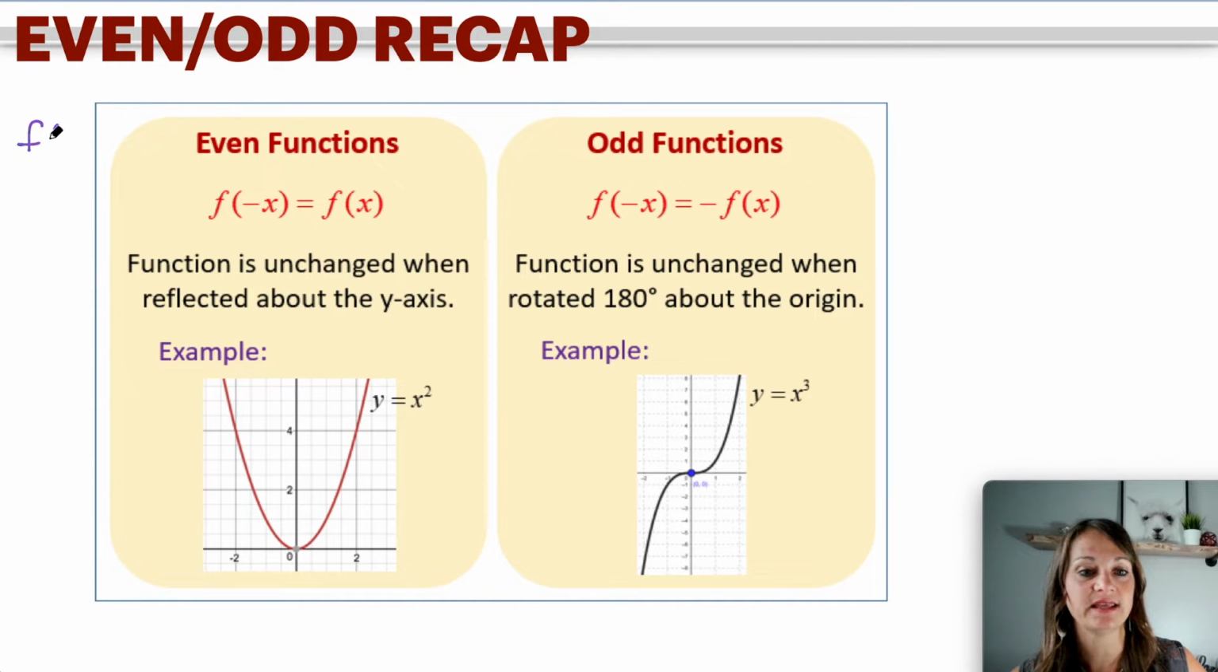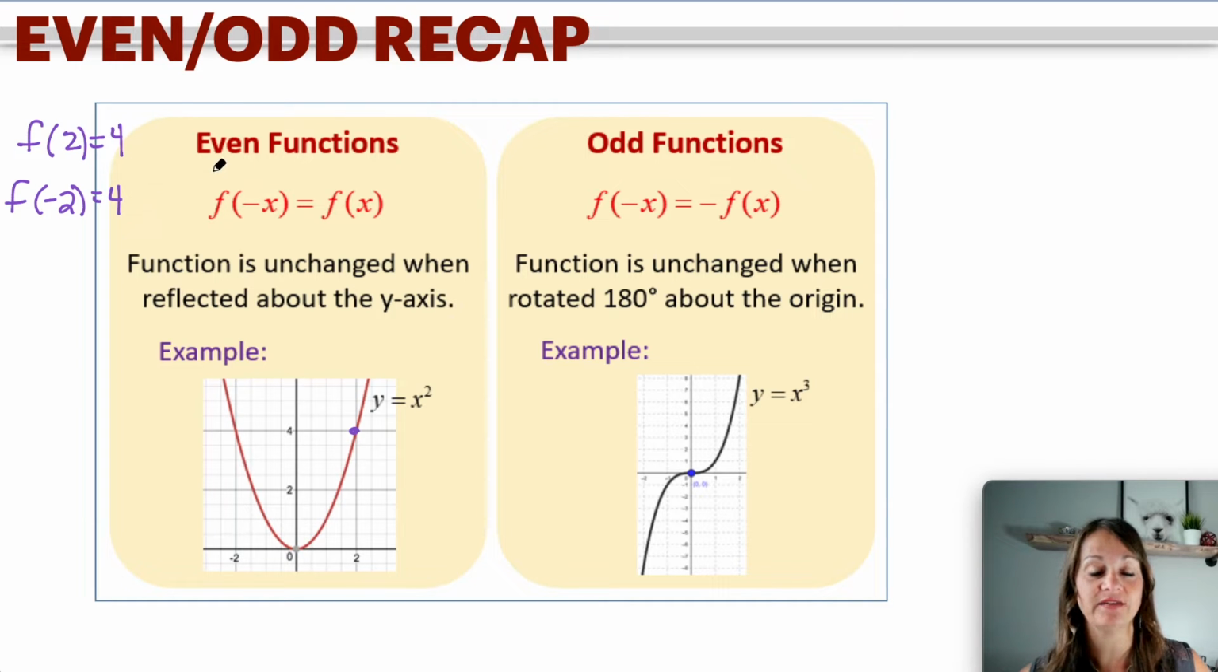So for example, if I plug in 2 into this equation, I would get 4. So if I plug in 2, I would get an output of 4. But if I plug in a -2, I also will get an output of 4.